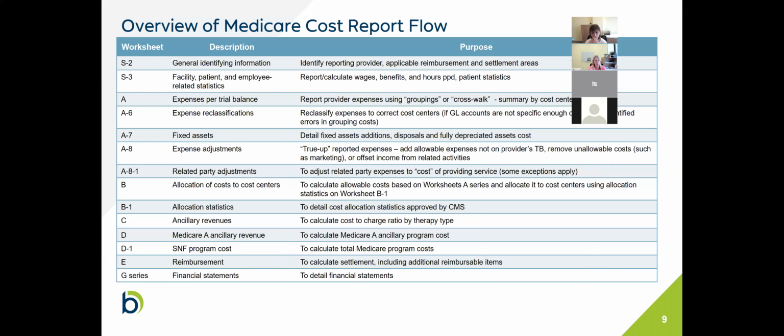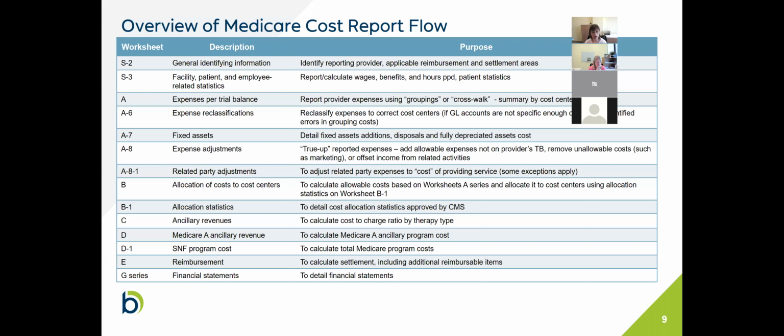And this is also where we offset any income that you have. For instance, like Olga mentioned before, if you have dietary income, where you have guest meals or vending machines or things like that, that gets offset on this schedule as well. Right.